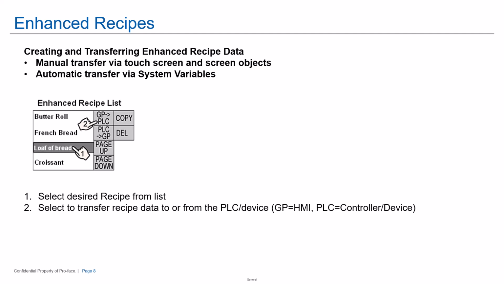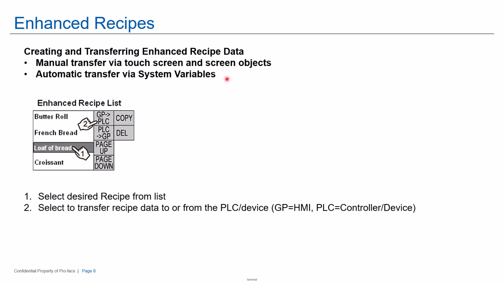Okay, so creating and transferring enhanced recipe data, right? We have a couple of different ways that we can do it. We can do a manual transfer via the touch screen and the screen objects, which is what we're showing here. Step 1 is we select the desired recipe from the list, and then we say, do we want to transfer to or from the device PLC? So we're saying from the GP, which is the HMI, to the PLC, or the other way around, from the PLC to the GP.